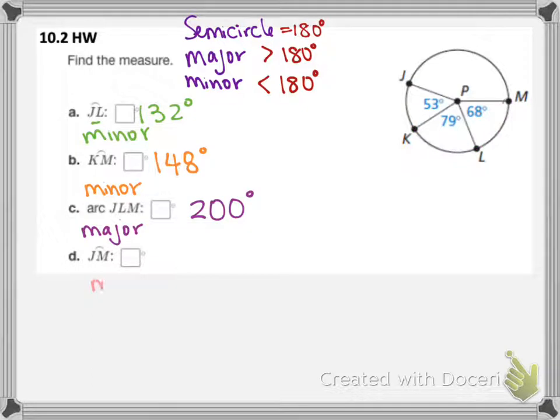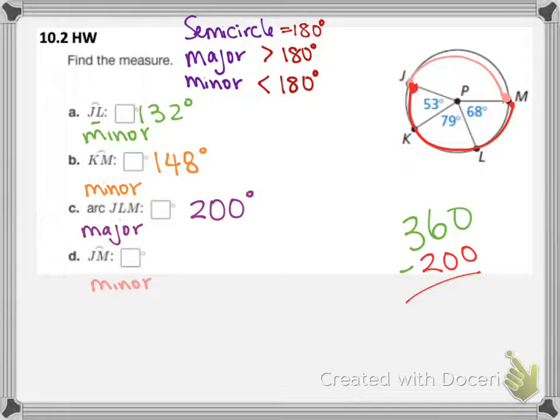Alright, and the last is JM. Again, it's two letters, so it's going to be minor. You're going to start at J and go directly towards M. If you notice, there's no central angle. So what you need to know is that all the way around the circle is 360 degrees. We already said that this portion of the circle was 200 degrees, so we can subtract from the 360 to figure out that this missing piece would be 160, which again, since it is less than 180, is minor.